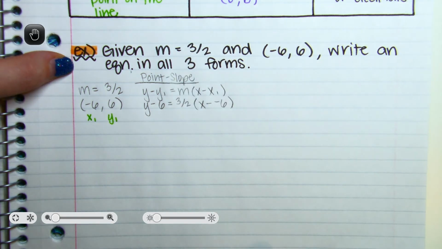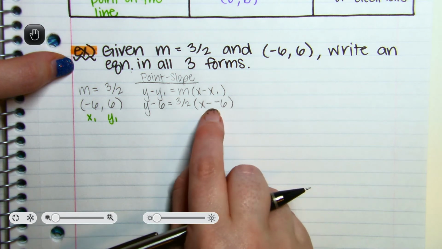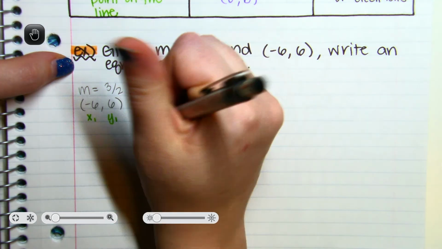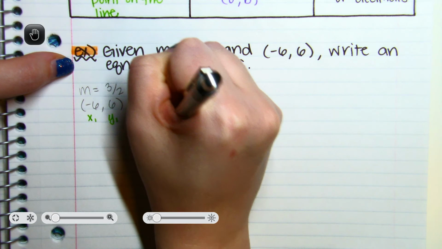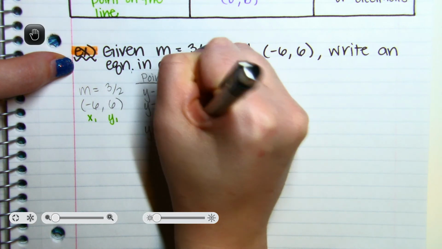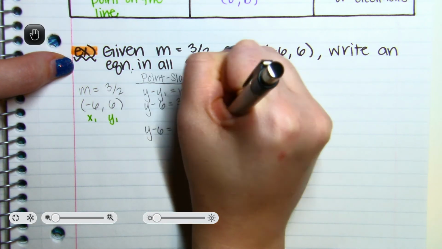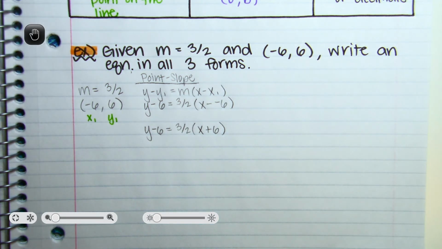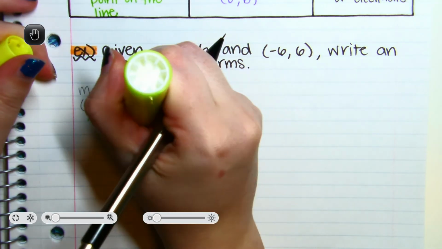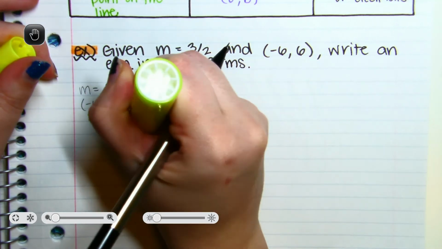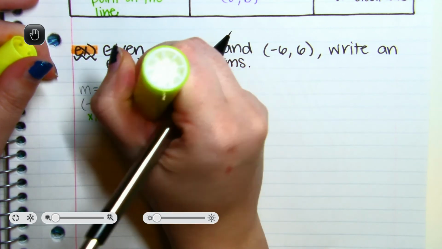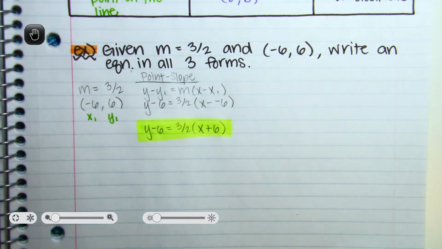Now, the only thing I'm going to do for rewriting this is to simplify this minus a negative. So y minus 6 equals 3 over 2 times x plus 6. This is now in point slope form. That's all there is to it. So this form is awesome when you are only given one point and the slope.